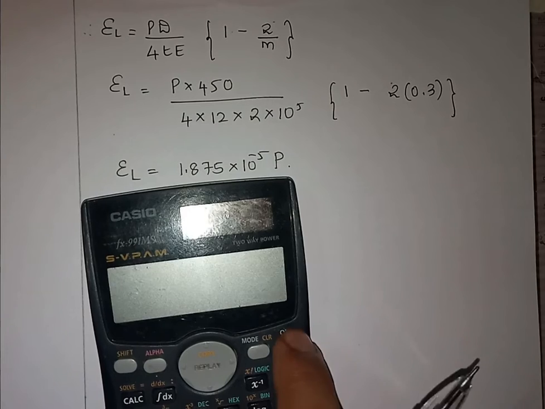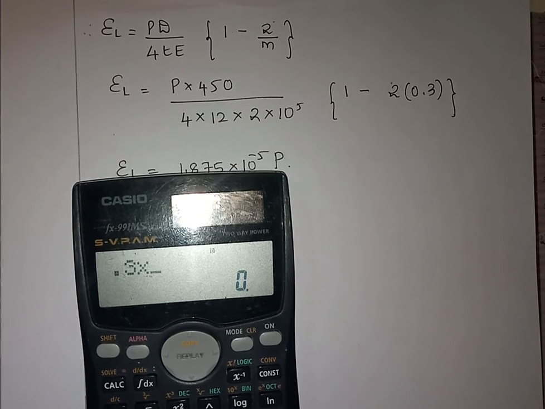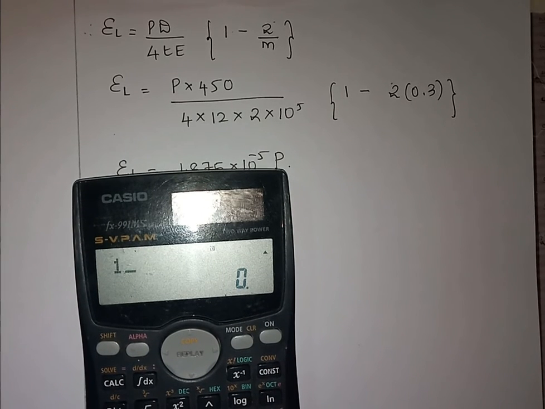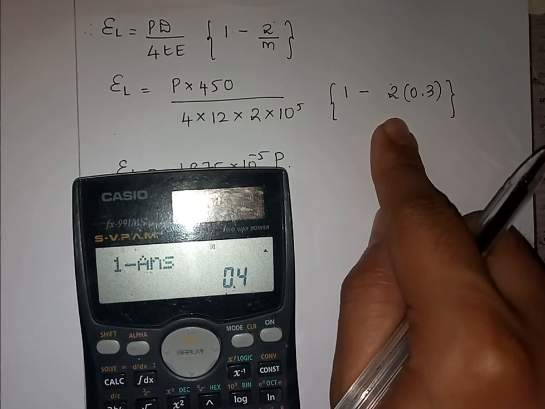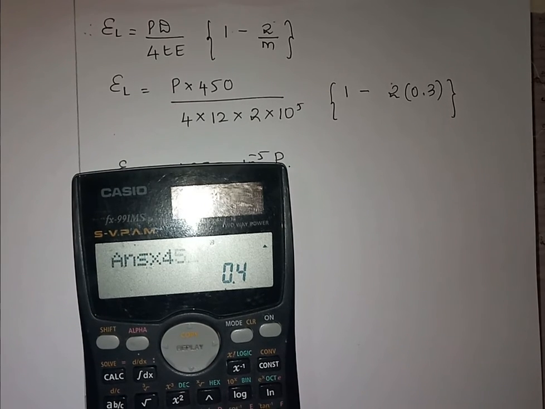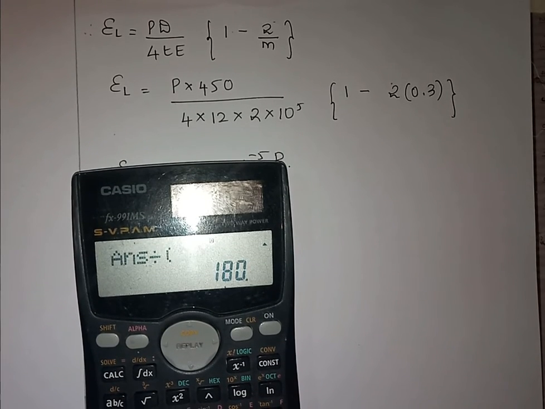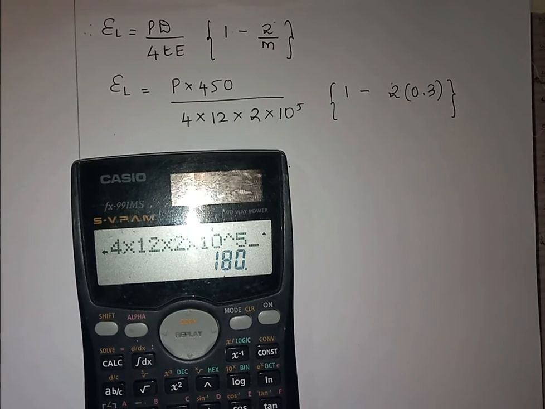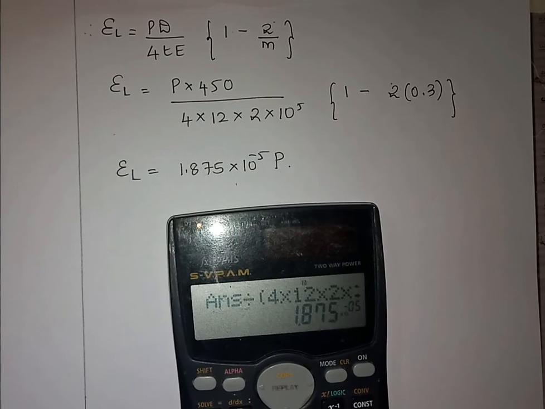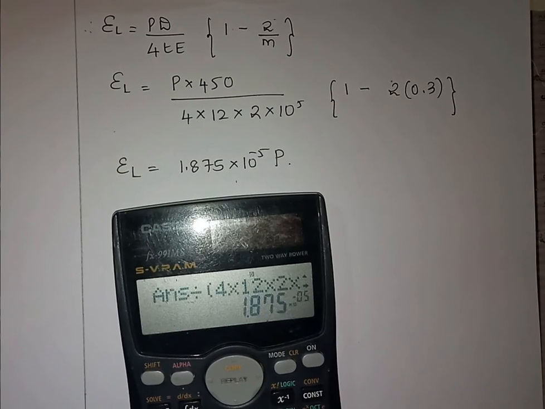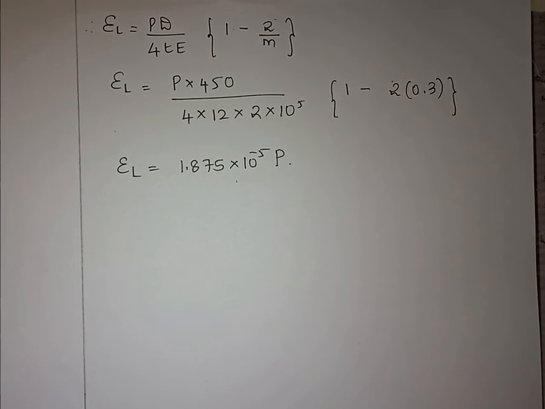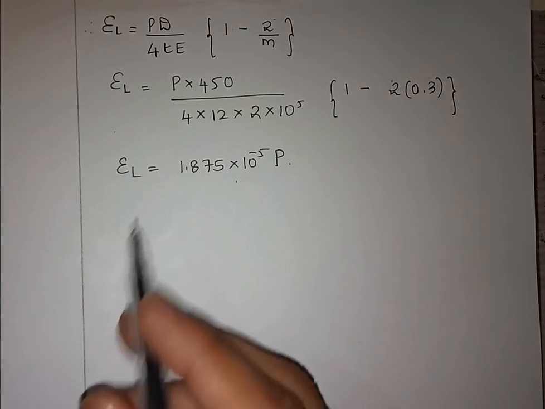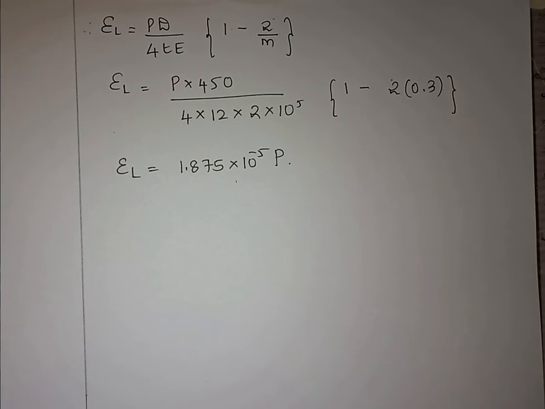Right? So let me confirm this. So 0.3 into 2 is 0.6. So 1 minus answer, this bracket entity becomes 0.4. So multiply it by 450 and then divide it by 4 into 12 into 2 into 10 raised to 5. Yes, I'm right. It is 1.875 into 10 raised to minus 5 p. Right, in order to calculate volumetric strain you need longitudinal strain and circumferential strain. So I calculated both of them.